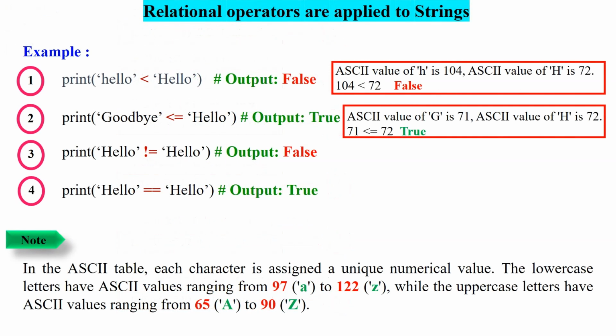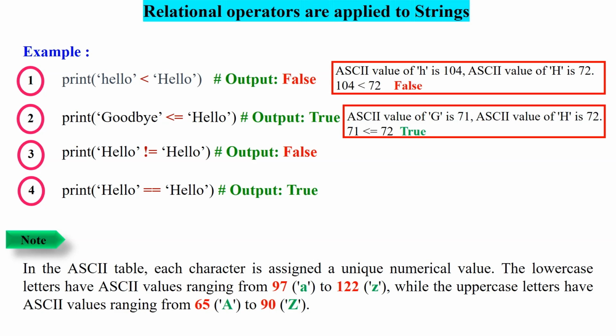Relational operators are applied to strings also. When the relational operators are applied to strings, strings are compared left to right, character by character, based on their ASCII codes, also called ASCII values. In the ASCII table, each character is assigned a unique numerical value. The lowercase letters have ASCII values ranging from 97 to 122, while the uppercase letters have ASCII values ranging from 65 to 90.